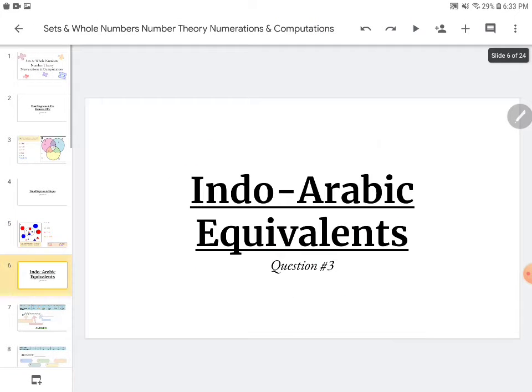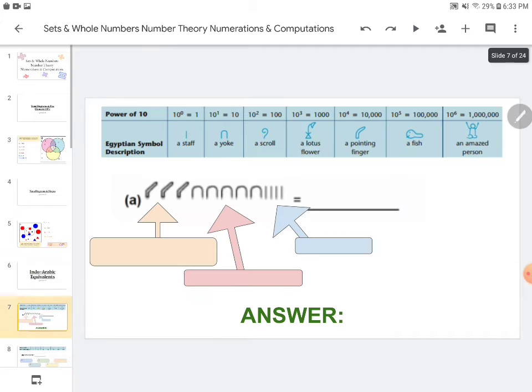So we're going to go ahead and work on our third problem, which is Indo-Arabic equivalents. They may seem scary. There are a bunch of different images, things that you might not have seen before. It's actually very easy as long as you follow along with the key and mark your progress as you go.